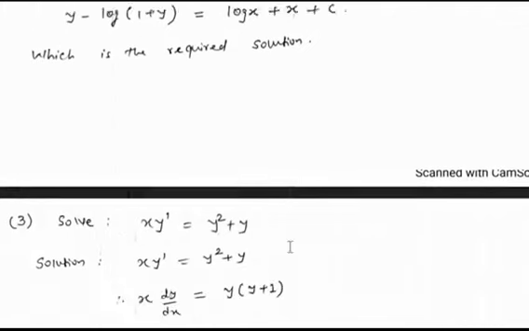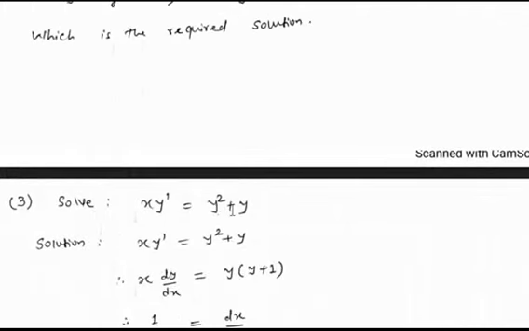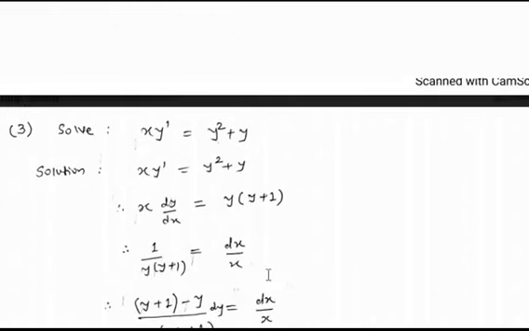Okay, now problem number 3, xy dash equals to y square plus y. x as it is, y dash is dy by dx, and taking y common from these two terms, in bracket we have y plus 1. Now what you have to do is separate the function of x and the function of y. So you have to apply the concept of cross multiplication. So it will become dx over x equals dy over y into bracket y plus 1. Over here we will have dy, right?